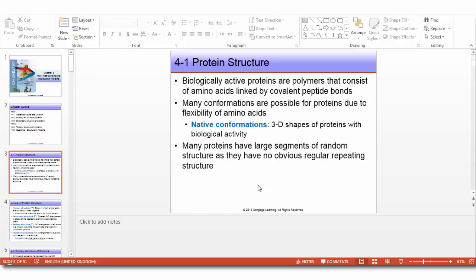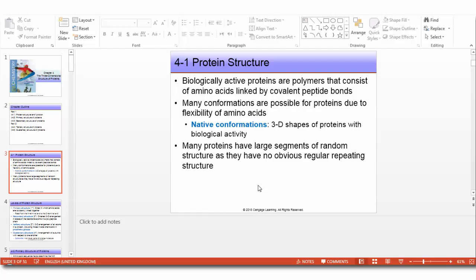Now, protein structure and function. Biologically active proteins are polymers consisting of amino acids linked by covalent peptide bonds. Many different conformations, also referred to as three-dimensional structures, are possible for a molecule as large as a protein. Of these structures, one or at most a few have biological activity. These are called native conformations.